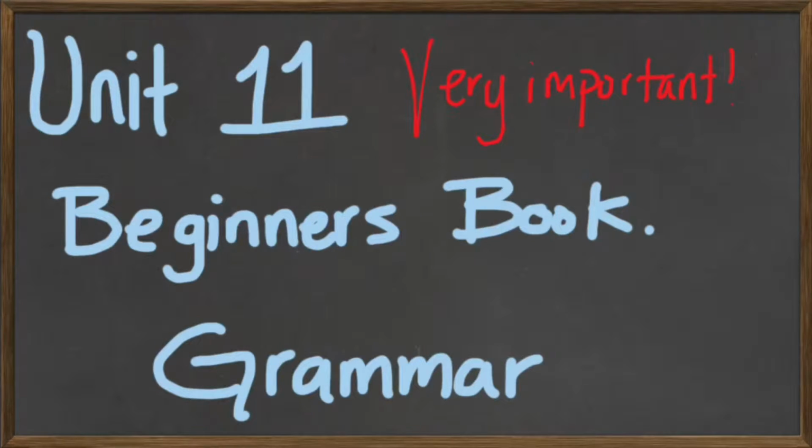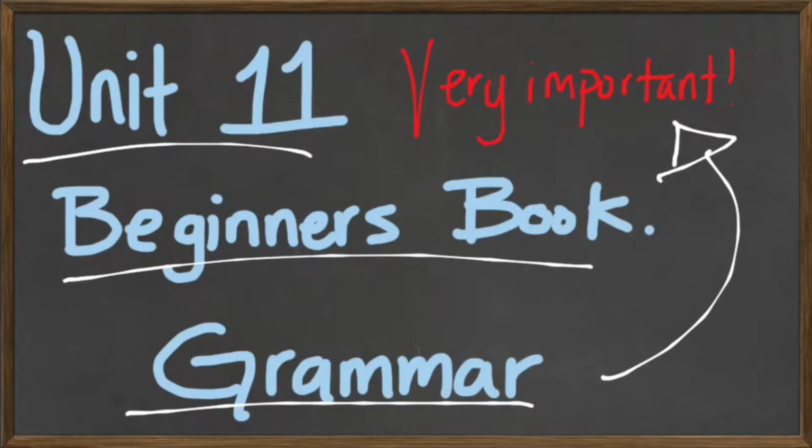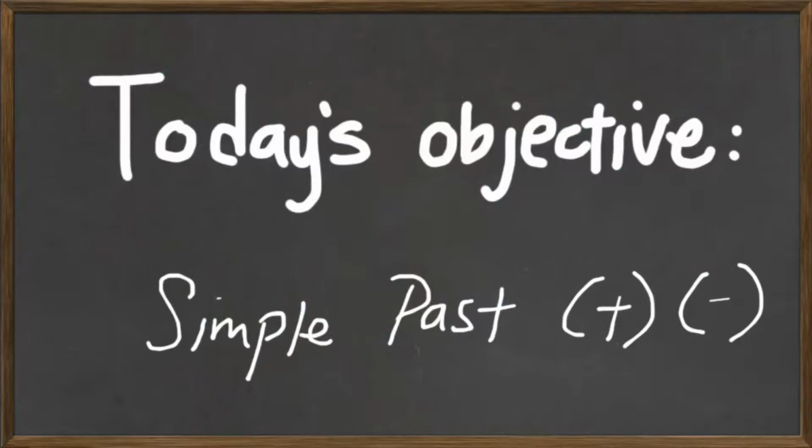For Business and Life. Okay, so today we have Unit 11, Beginner's Book, and we will be covering the grammar. That grammar is extremely important. You can please download this video to your computer if possible. Watch it many times. Why? Because it's very important. You will need to watch this video several times if you want to really master this grammar structure. Today's objective, the simple past.